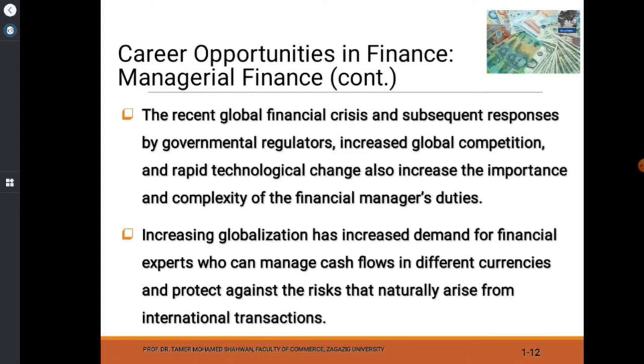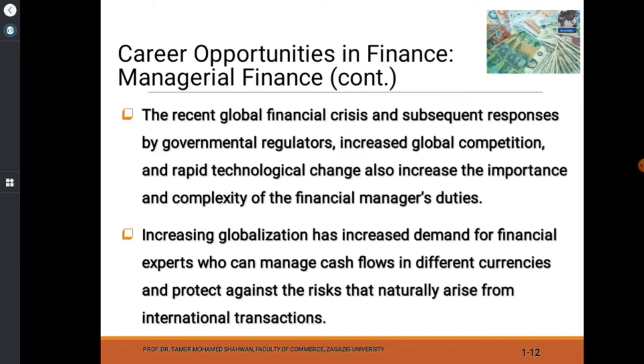The importance of managerial finance and financial managers has actually increased due to some events: the existence of a global financial crisis and subsequent responses by governmental regulators, increasing global competition, and rapid technological change. All of these factors increased the importance and the complexity of the financial manager's duties. As a financial manager, you must be aware that you are going to work in a very complex and dynamic environment, with many factors affecting it.